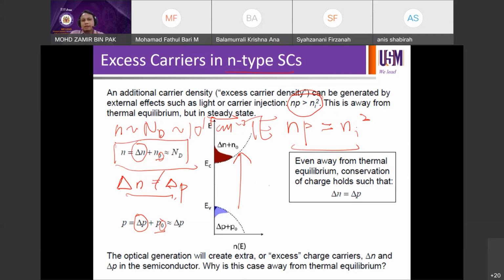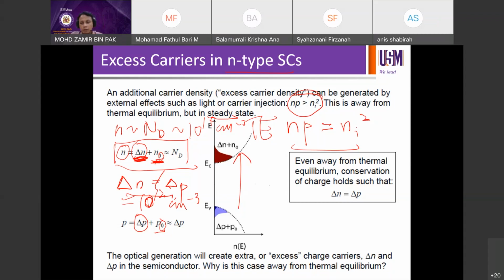your new N will be your new condition, the concentration of your new carriers, which is a contribution from your excess carriers plus your original thermal equilibrium condition. So let's assume your delta N is 10 to the 12. Let's do some math here, right? Delta N is 10 to the 12, assume. Therefore, delta P is 10 to the 12. So you are generating excess carriers of 10 to the 12.